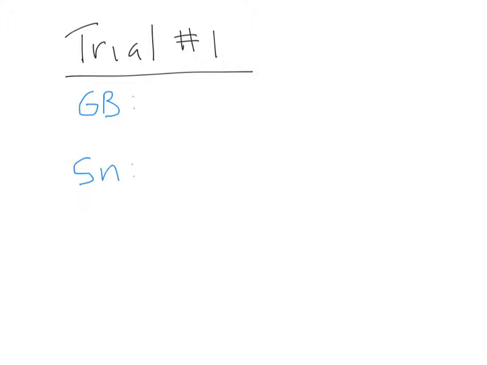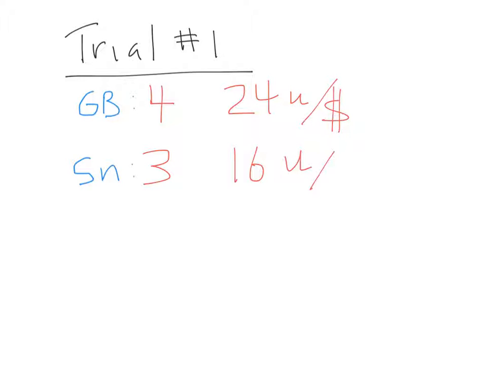So, in our first try, Michael consumes 4 granola bars per week and ends up getting 24 utils per dollar from the last granola bar consumed. He consumes 3 Snickers per week and ends up getting 16 utils per dollar from the last Snickers of the week. So darn it, Michael has not succeeded in following the rational spending rule.